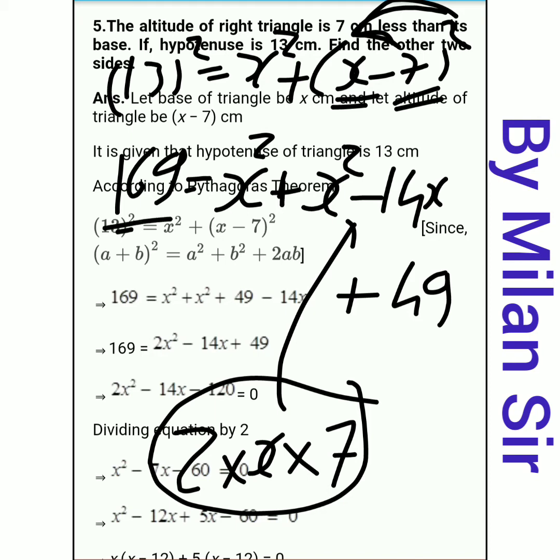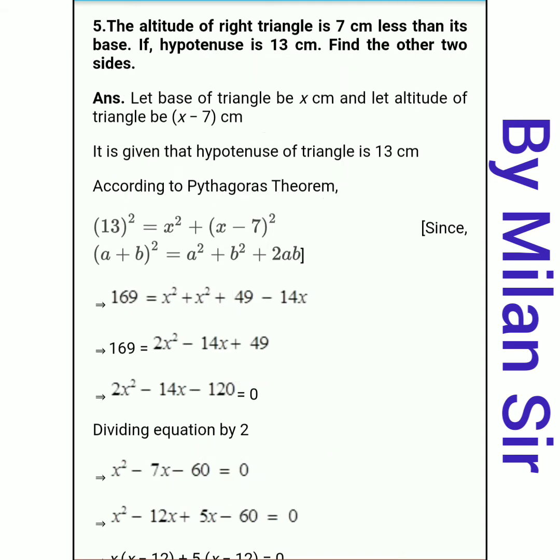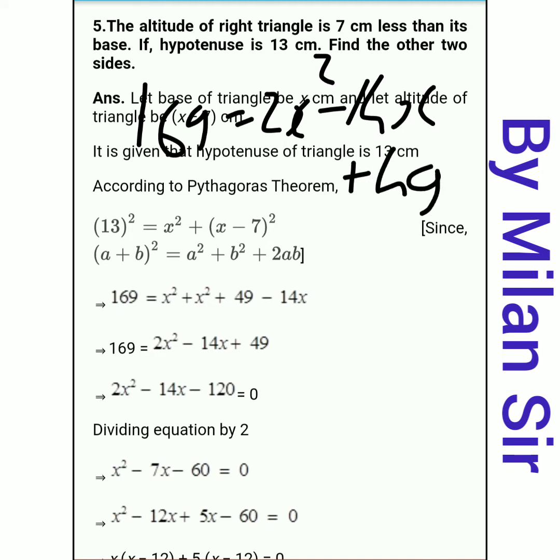Now here we have 169. x square plus x square is 2x square. So it is 2x square minus 14x plus 49. So here we have 169 is equal to 2x square minus 14x plus 49.